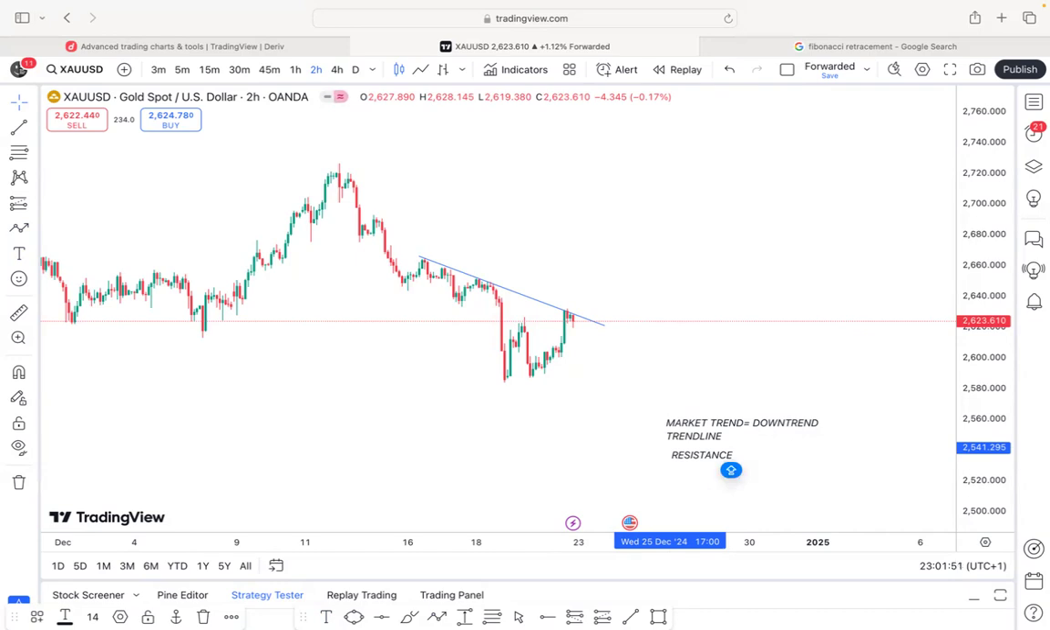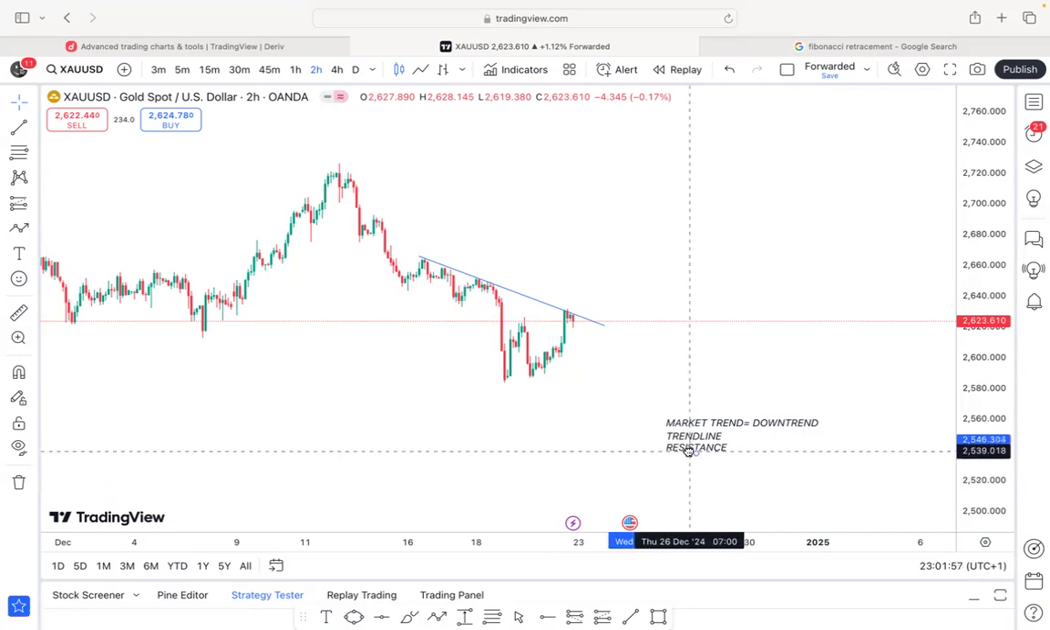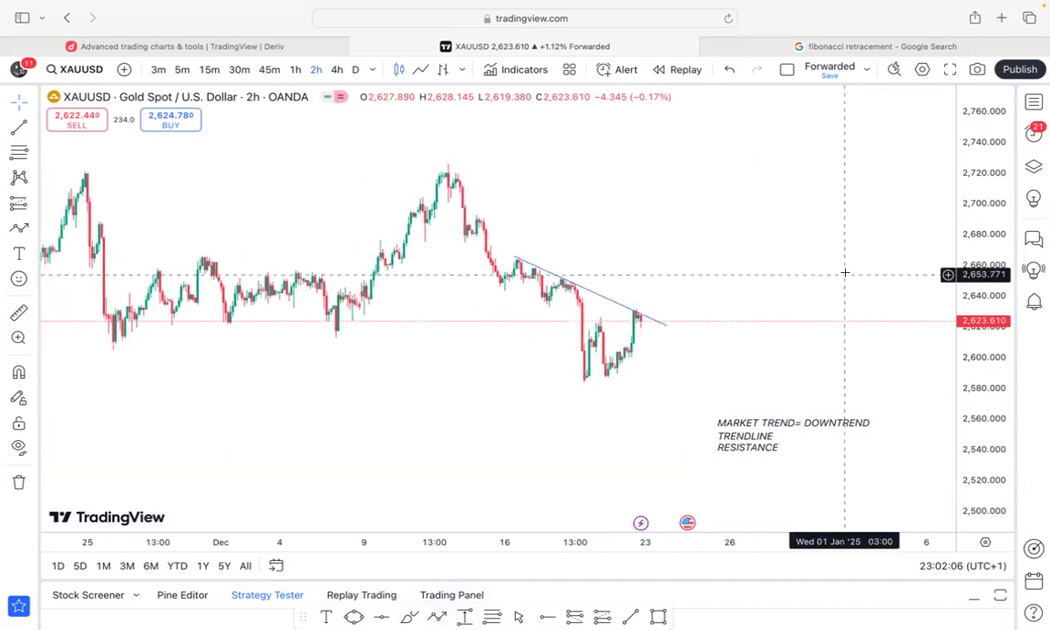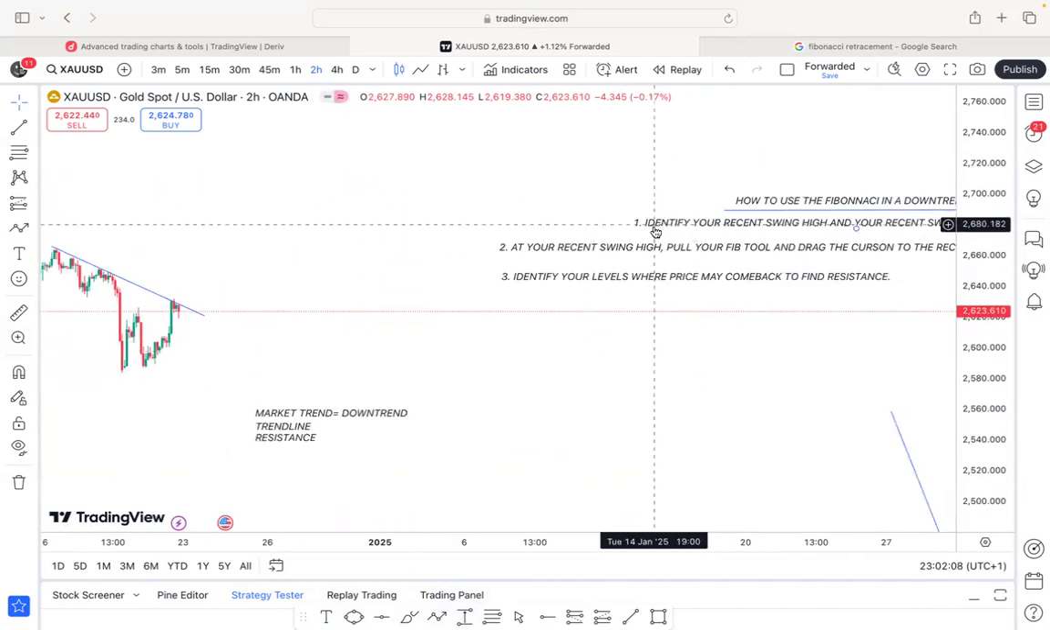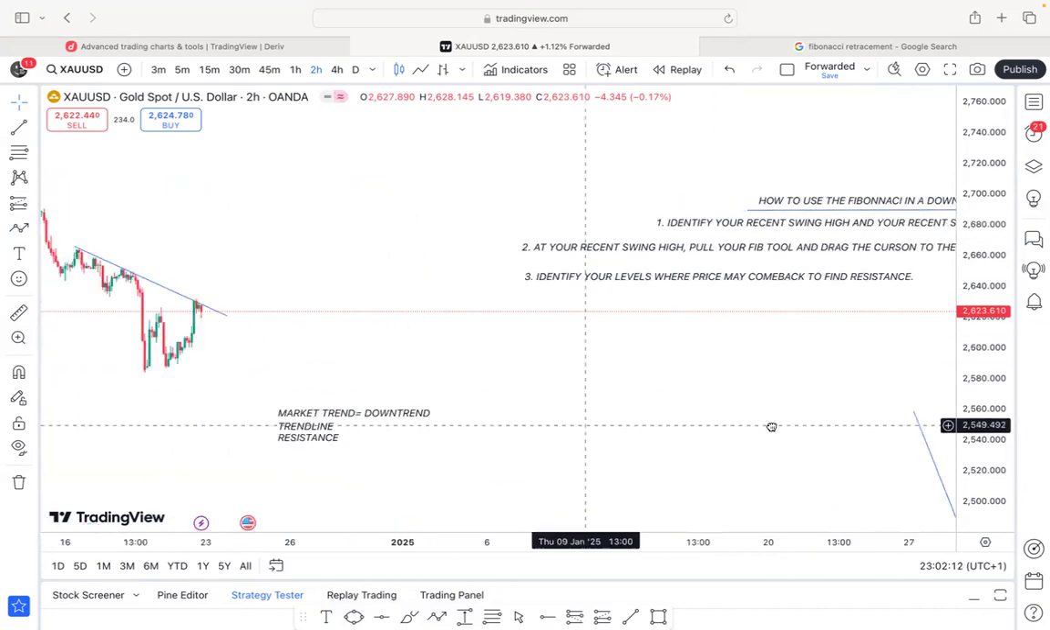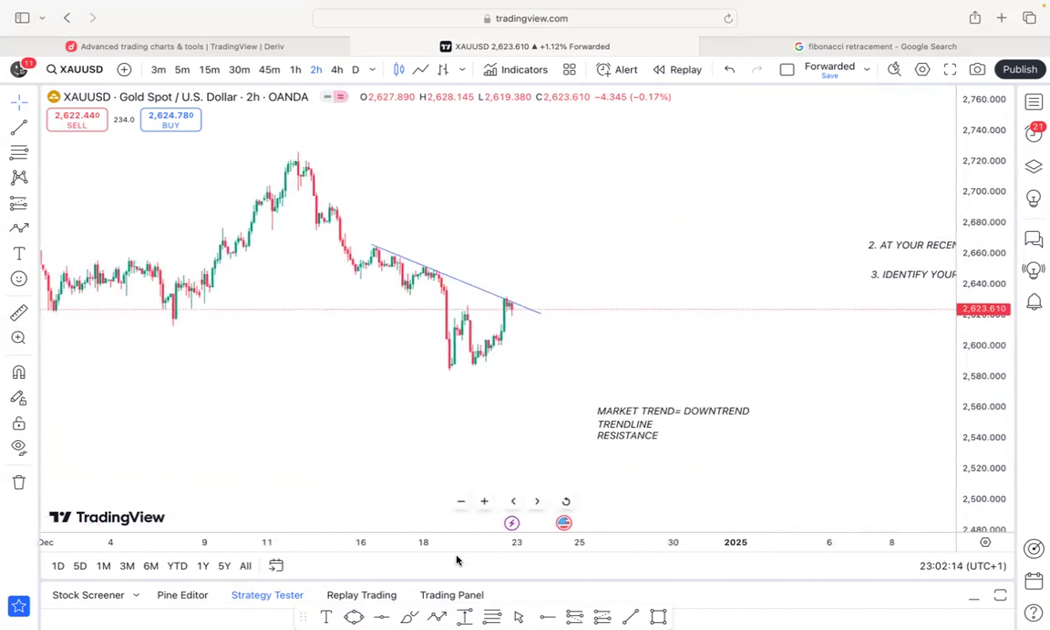We already talked about support and resistance, but in a downtrend, we're supposed to look for what? Resistance level. So now, resistance level we're looking for, right? So now, how do we find our support, our resistance level rather, in a downtrend? We know that, okay, like it says here, first of all, identify your recent swing high and recent swing low in a downtrend.